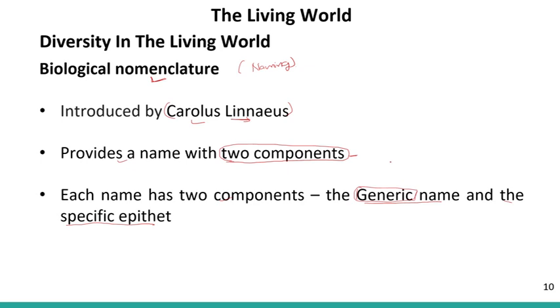This is the first component of the scientific name. And then we have the specific epithet. So here you can write, suppose there is a scientific name. The scientific name has two components. First is the generic name. Second is the specific epithet.